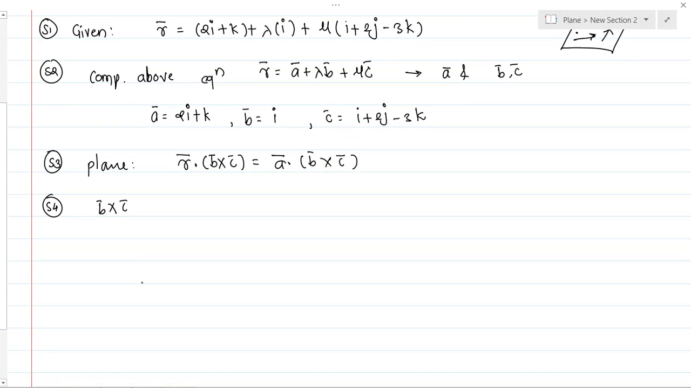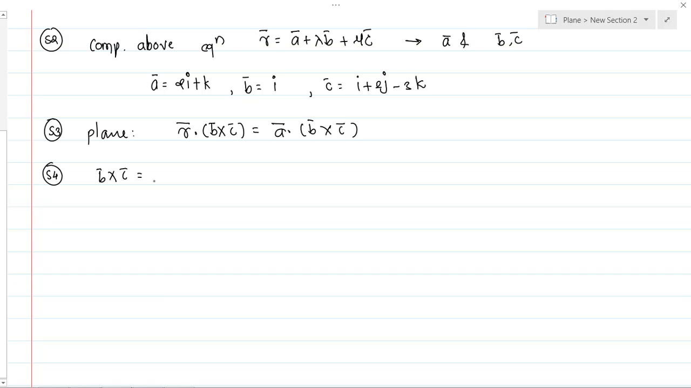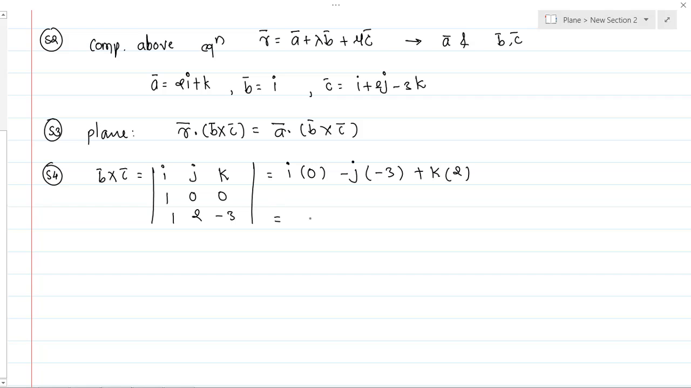So this is equal to the determinant with i, j, k. b bar is 1, 0, 0 and c bar is 1, 2, minus 3. Let's solve this determinant. It is i into bracket 0, minus j into bracket minus 3, plus k into bracket 2. So this is equal to 3j plus 2k, that is 0i plus 3j plus 2k. That's great. Now let's substitute this b bar cross c bar.